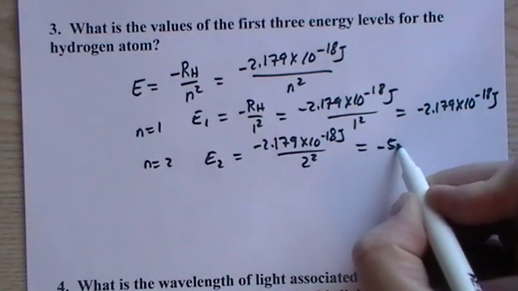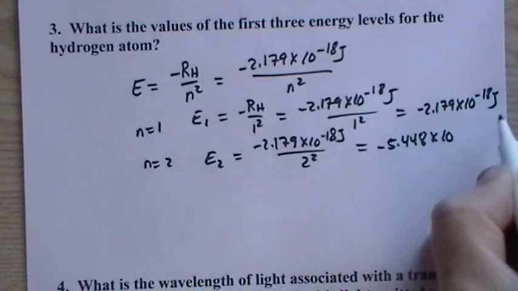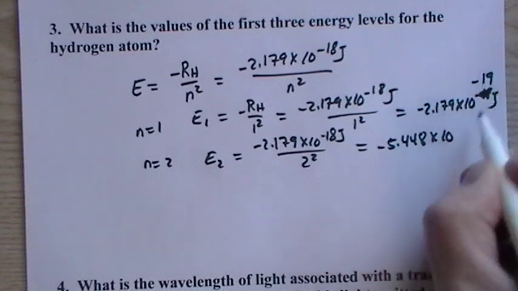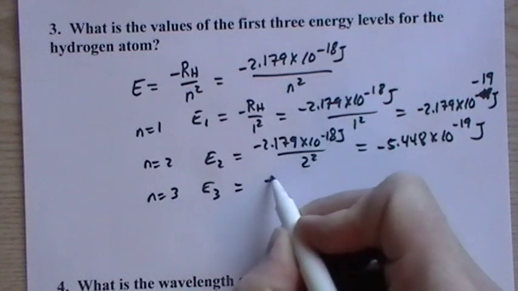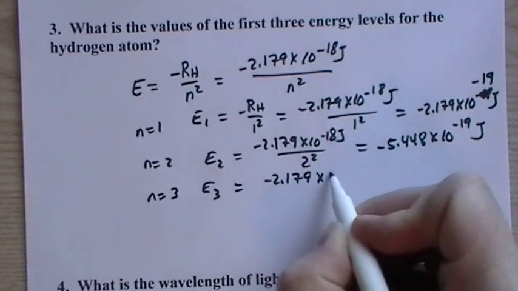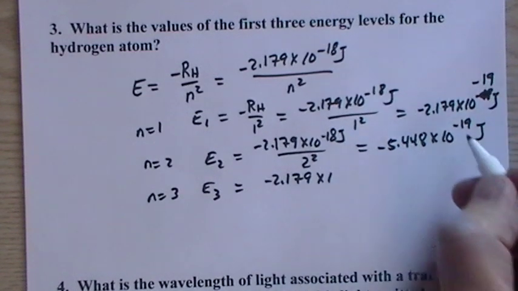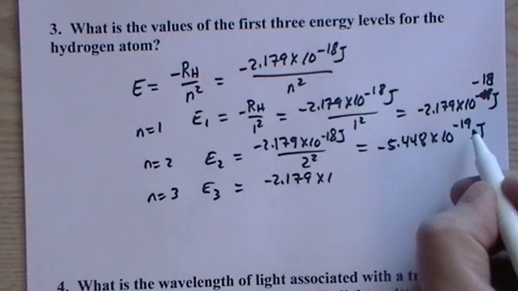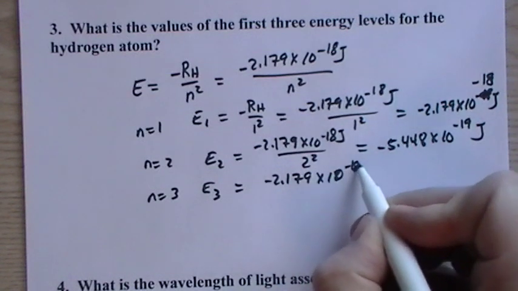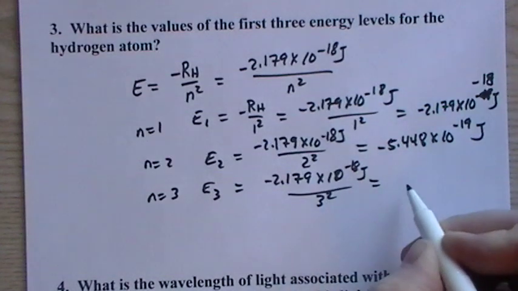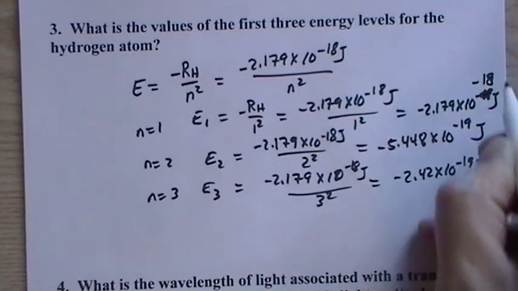This becomes minus 5.448 times 10 to the minus 19 joules, because we divided by 4. And then n is equal to 3 is minus 2.179 times 10 to the minus 18 joules over 3 squared, and so this would be minus 2.42 times 10 to the minus 19 joules. Yeah, that does make sense.